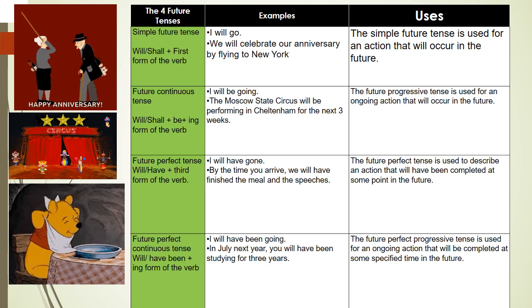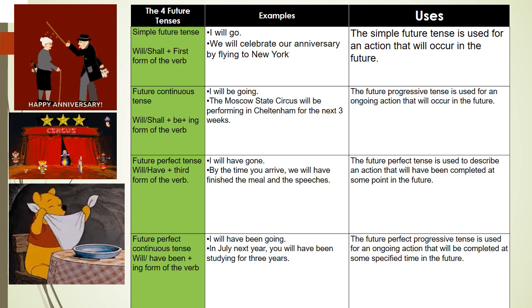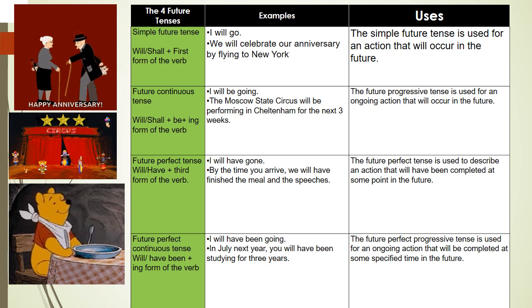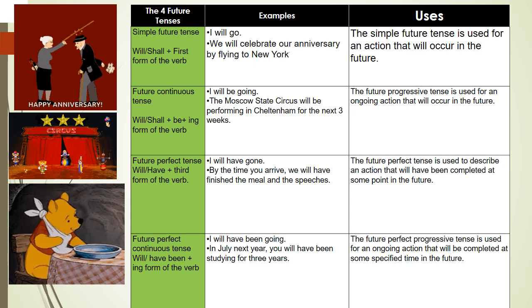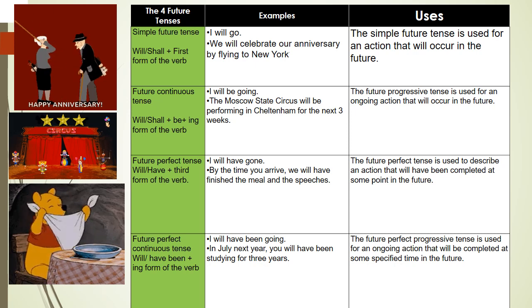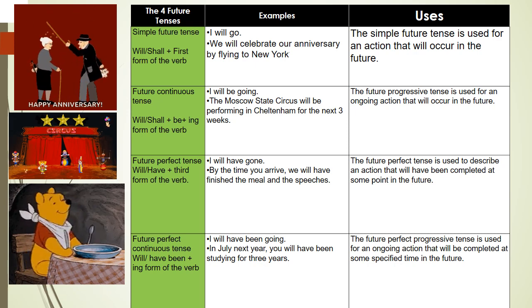Similarly, we have the next category, just as we had in the other tenses: future continuous tense, which is also known as the future progressive tense. So, will slash shall plus be plus ing form of the verb. If you look at the examples, children, I will be going. The Moscow State Circus will be performing in Cheltenham for the next 3 weeks. It's the name of a town in England.